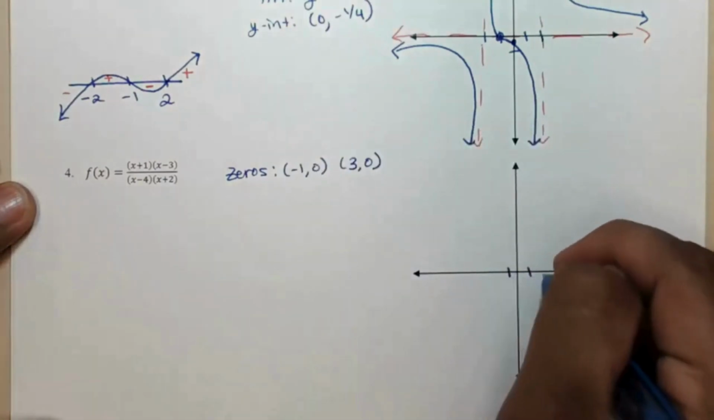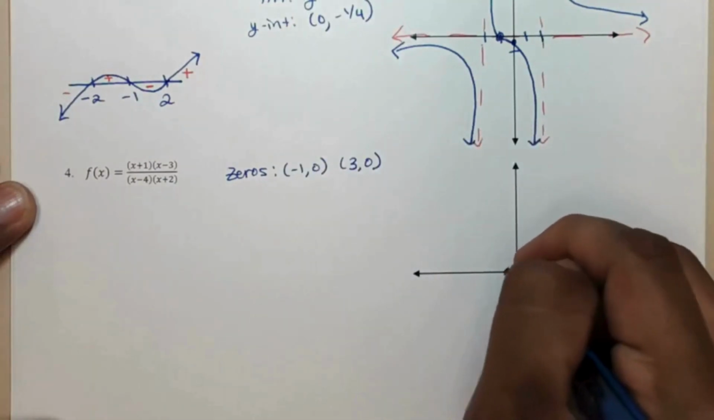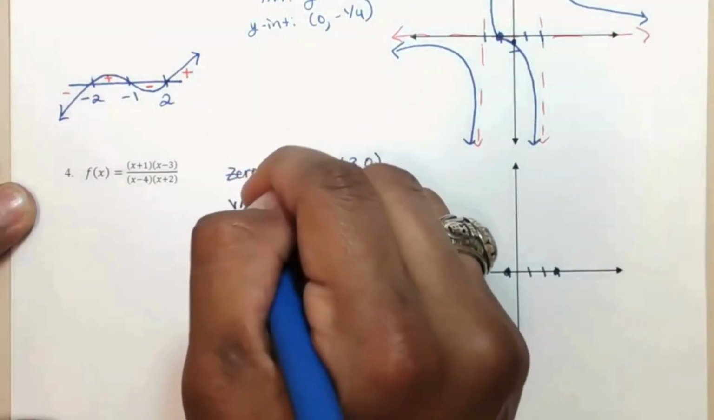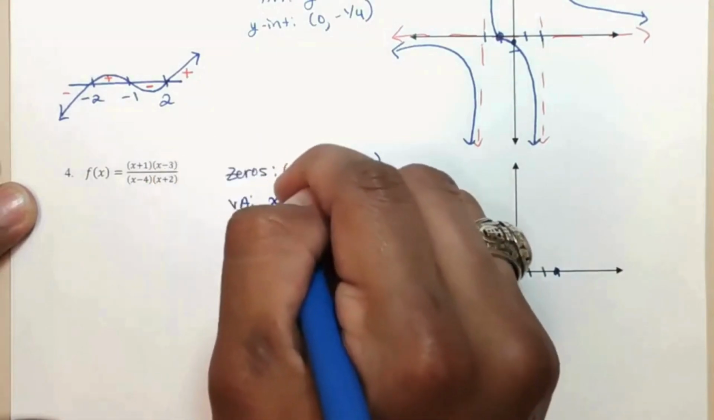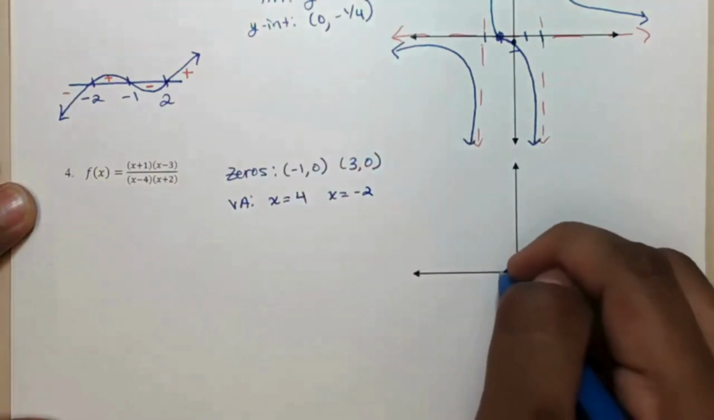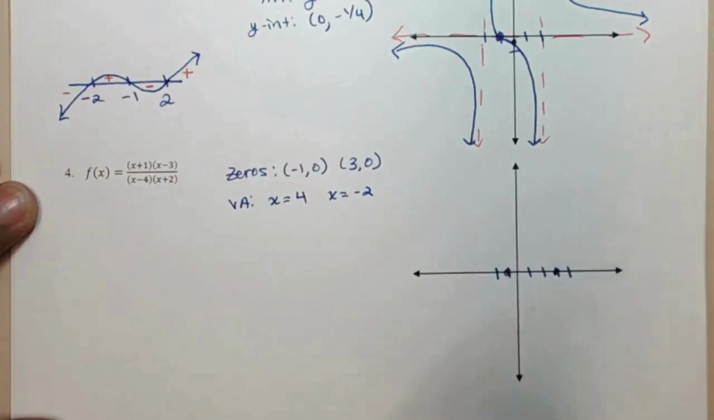So negative 1 and then 3, those are points. My vertical asymptotes are what sets the bottom equal to 0. So we have 4 and we have negative 2. So negative 2 and then 4 and then our vertical asymptotes.